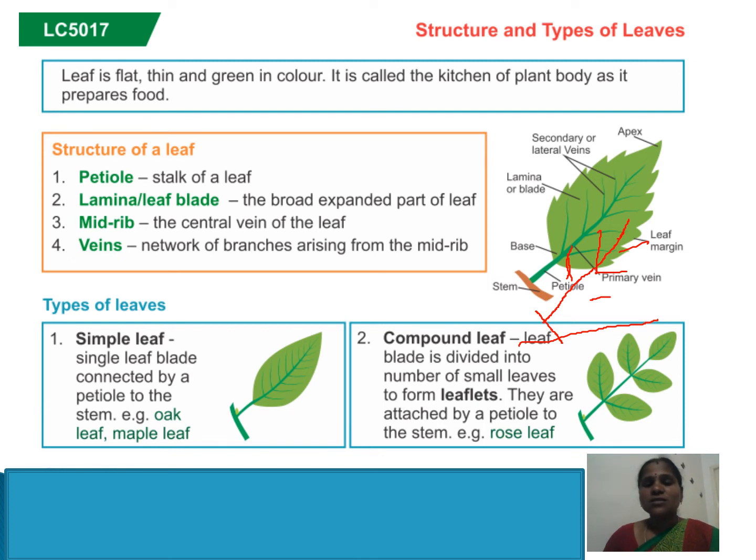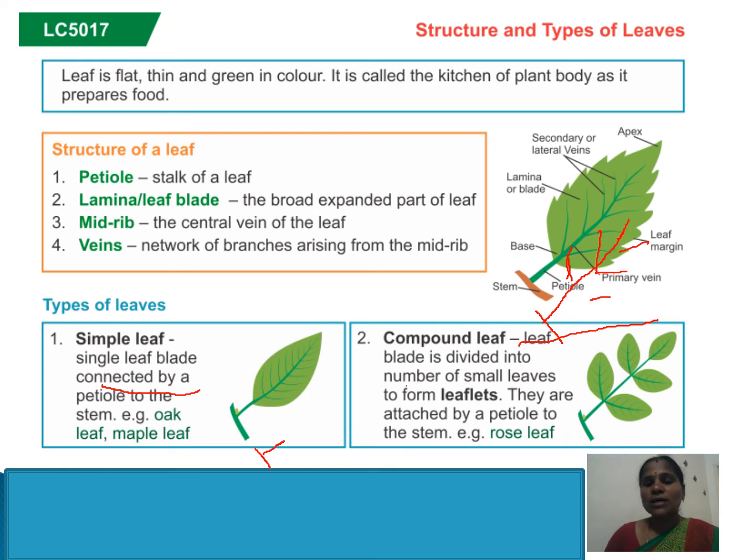Types of leaves. The first one is the simple leaf. A single leaf blade connected by the petiole to the stem. So this is the petiole, and the leaf blade is connecting to the petiole. For example, oak leaf, maple leaf. So we can easily find this simple structure.